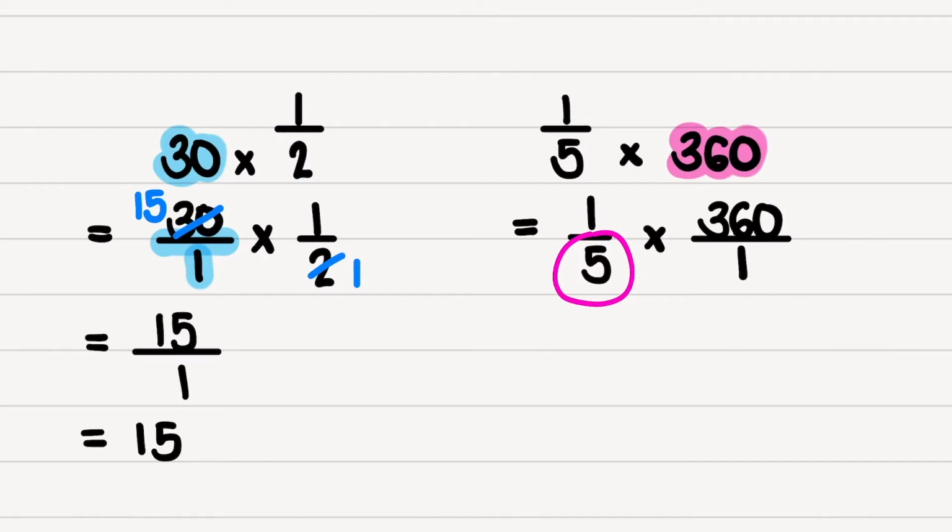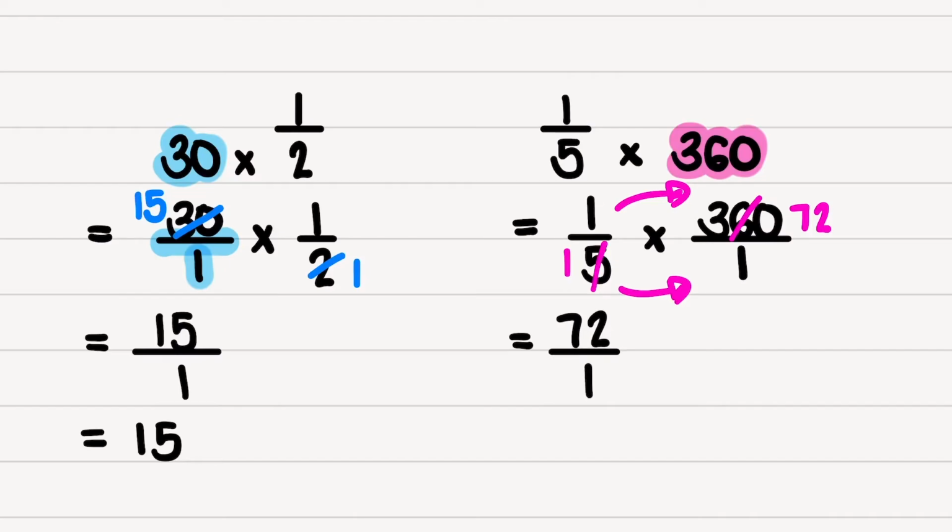Now, looking at the denominator of 5 and the numerator of 360, I can see that that can be further simplified. To simplify it, I'm going to say what number goes into 5 and into 360? Well, 5. 5 goes into 5 once, and 5 goes into 360 72 times. Now I'm going to do the numerator times the numerator, the denominator times the denominator. So I'm going to have 1 times 72, which is 72, over 1 times 1, which is 1. But I don't have to put the denominator of 1, so I can just make it 72.